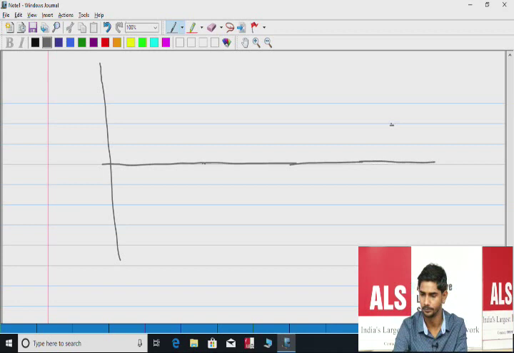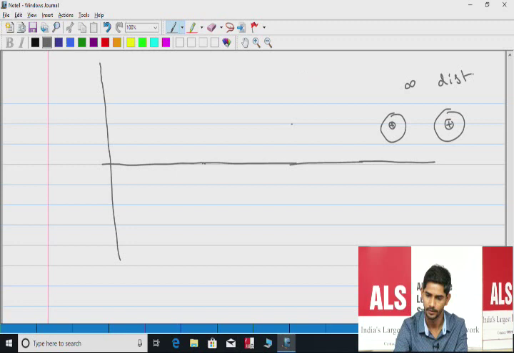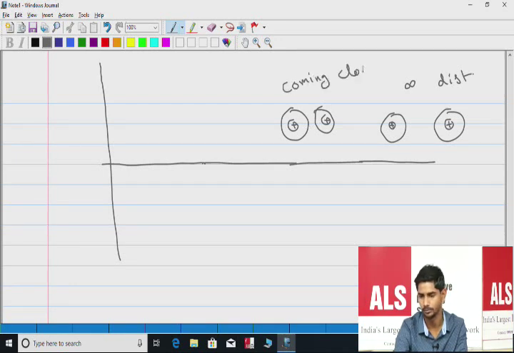See, this is the scenario. Atom A and atom B. Here the distance is infinite. Okay. They start approaching each other, meaning they are becoming closer to each other. Coming closer. And a point will come where they will overlap. Okay. This is the point where they have got overlapped.